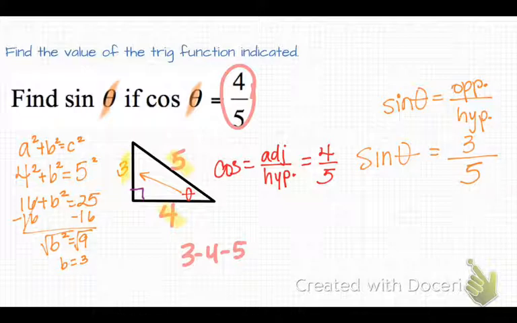But to cut down on some time, if you see a right triangle with 3, 4, and 5, or any combination of those two, you can figure out what the third side is pretty easily if you remember that, okay?